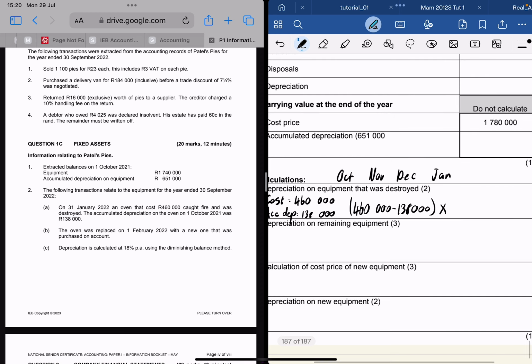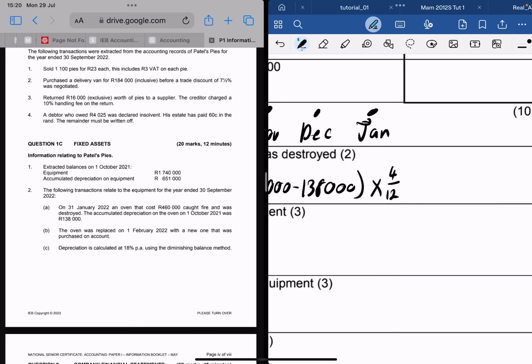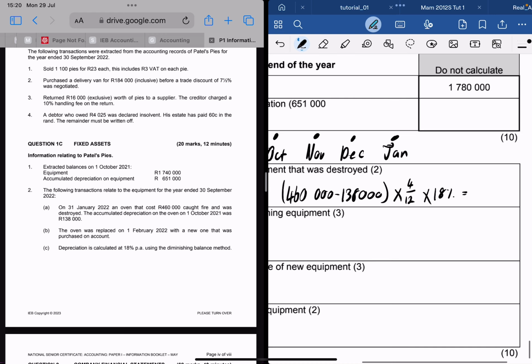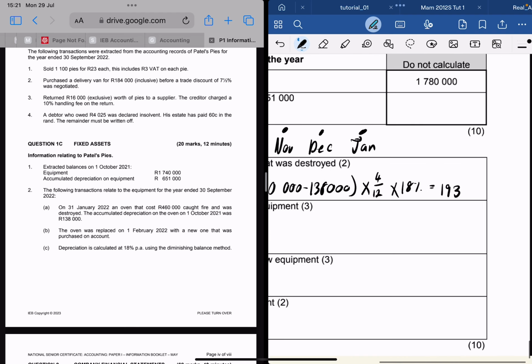So we used it the whole of Jan. Let me do this rather. Whole of October, whole of November, whole of December, whole of Jan. 4 months. So we times by 4 over 12, right? Times 18%, which gives us, on my calculator, 460,000 minus 138,000 times 4 over 12 times 0.18 is 19,320. Brilliant. So we've got that.